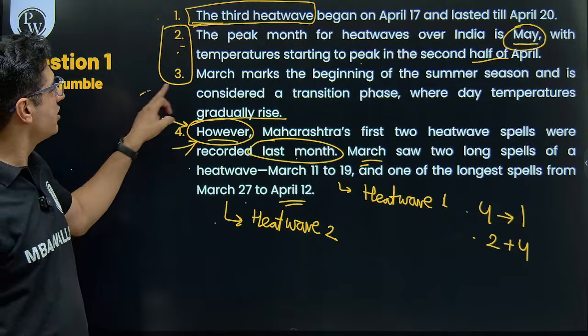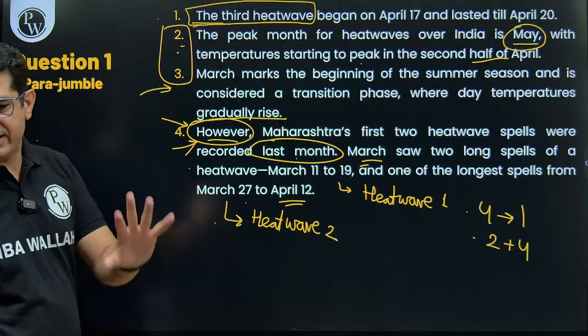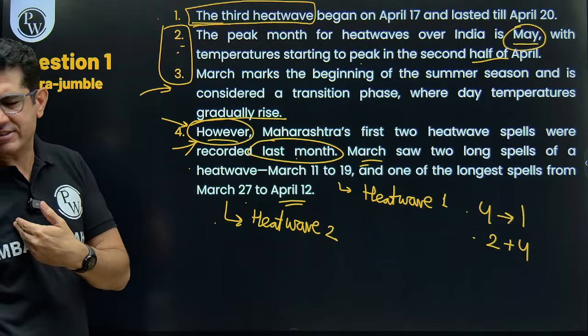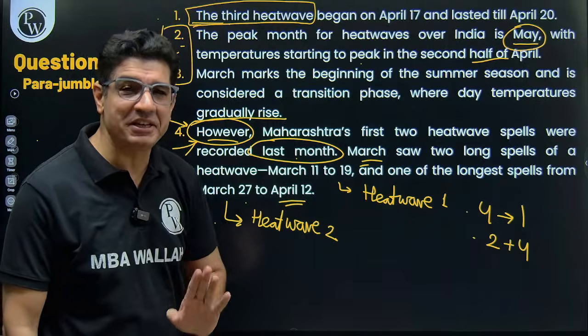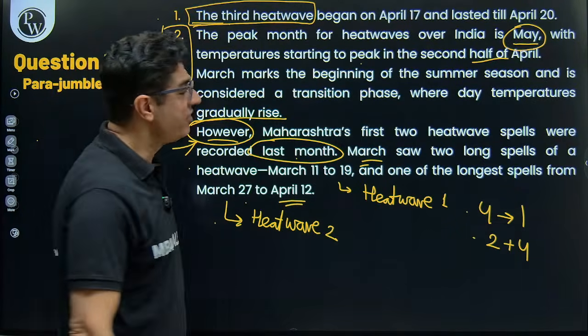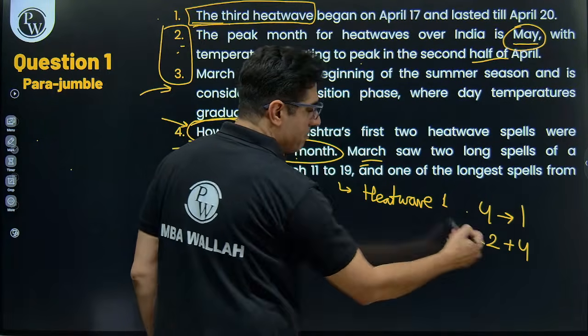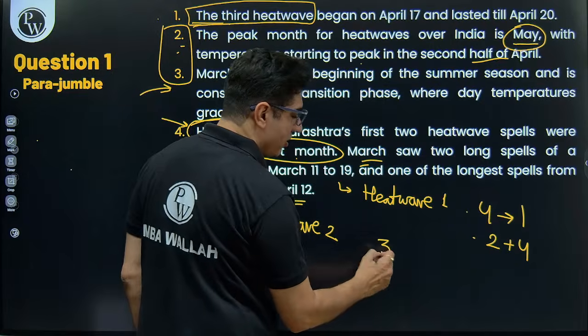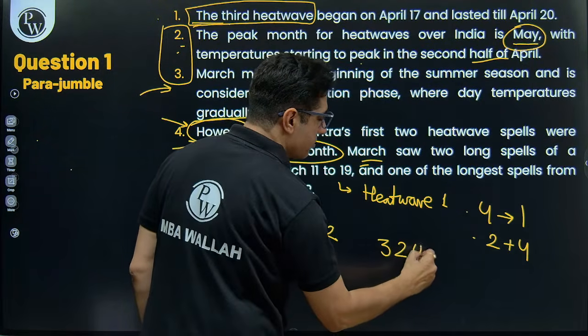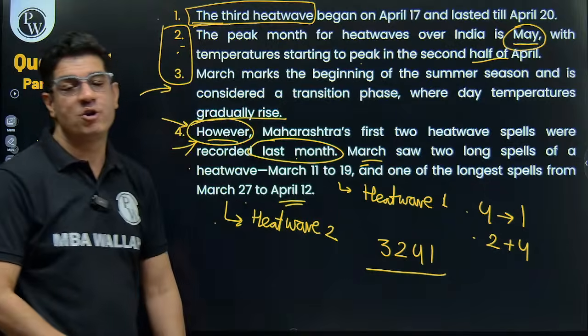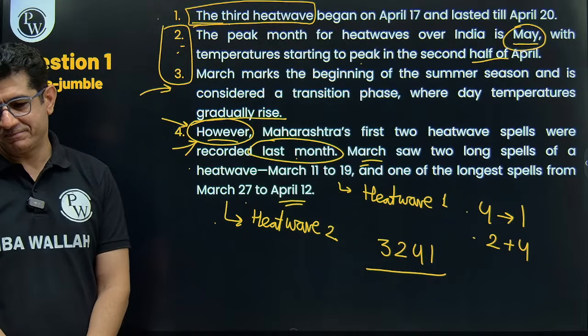Now the question is, where do we put 3? And that is a question that I don't need to answer. I think practically all of you have put 3 at the beginning, right? And therefore, if I combine your understanding of 3 at the beginning and then I use these two, our answer becomes 3, 2, 4, 1.